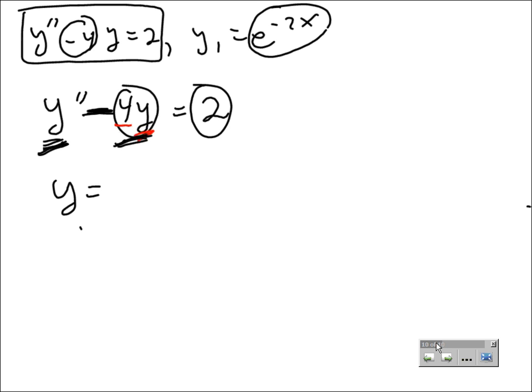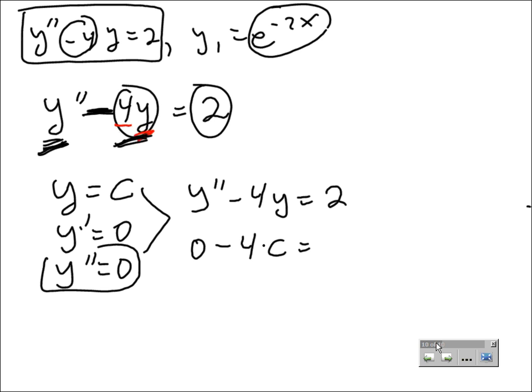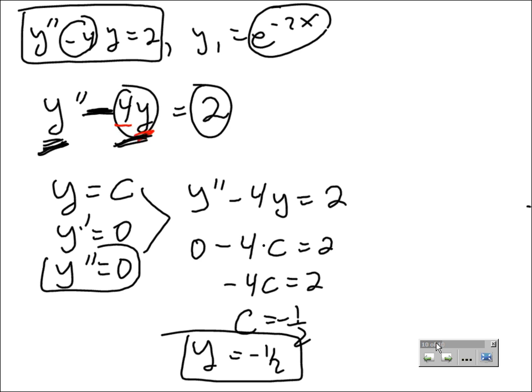Now, if y is some constant c, then y prime is 0 and y double prime is 0. So I want y double prime minus 4y to be 2. For y double prime is 0 minus 4 times y is c, and this is 2. So negative 4c is 2. What do you multiply negative 4 by to get 2? The answer is negative a half. So y equal to negative a half is a particular solution.